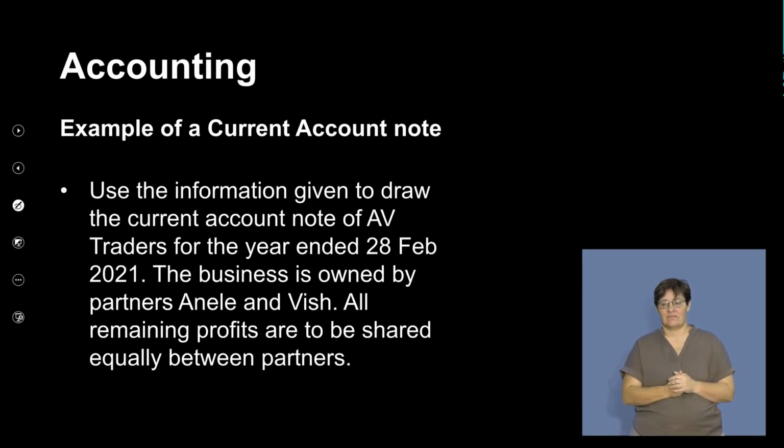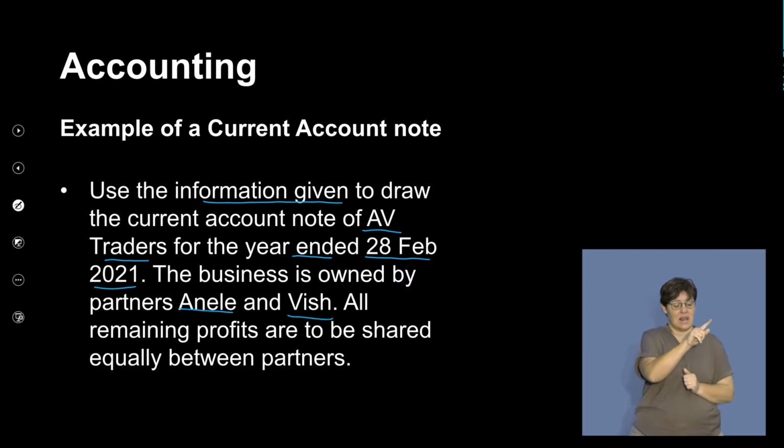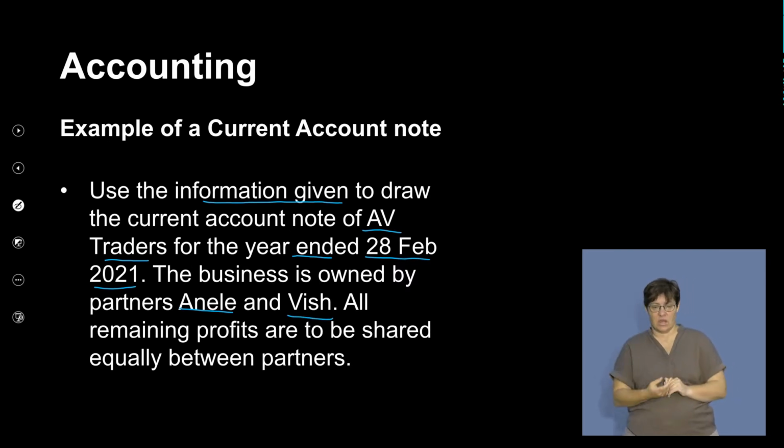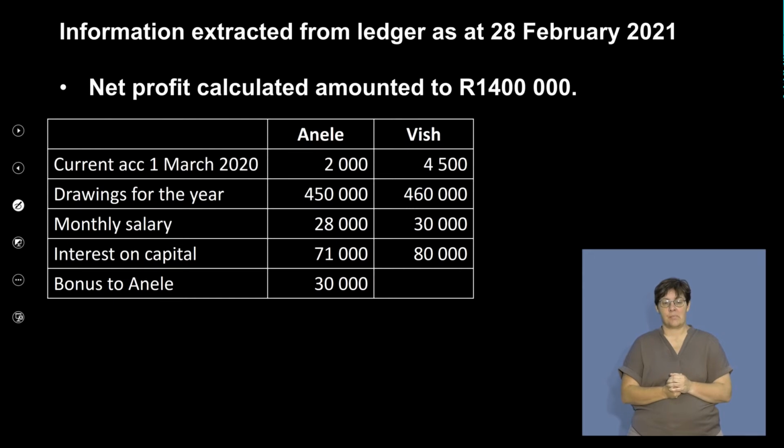Okay, so the example that we're going to complete together: use the information given to draw up the current accounts of AV Traders, that's the name of our business, for the year ended 28th of Feb 2021. The business is owned by partners Anele and Vish. All remaining profits are to be shared equally between the partners. Right, so let's go on. We are given the following extract from the ledger as at 28th of Feb 2021.